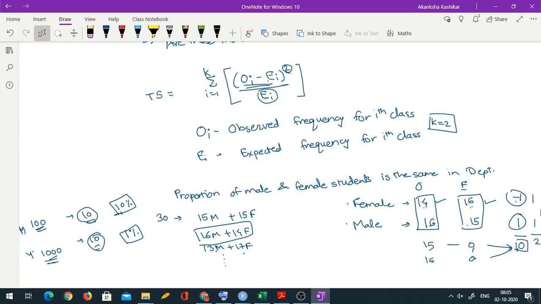Now when I say too big or too small, again the question arises, who decides what is too big and what is too small? So theoretical statisticians have already done that job for you. They have proved that if your null hypothesis is true, means if your OIs are actually mostly similar to EIs, then this becomes chi-square with k minus r degrees of freedom. Ideally you should write, okay, let me write k minus 1 minus r.